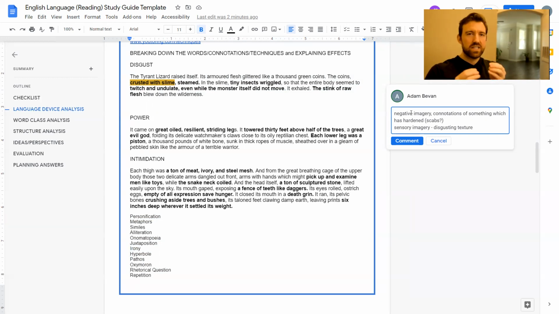So do you see, I'm not just saying the lizard is disgusting because it's slimy. That's going to get you a level 2. That's not what we want. I'm going deep into explaining the connotations, analyzing, breaking down, explaining how the language creates disgust. And you can do this for any of these quotes as well.